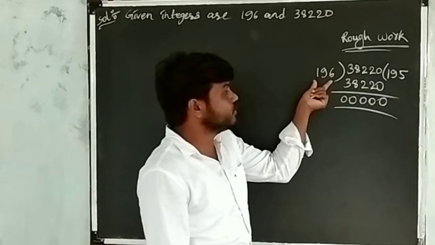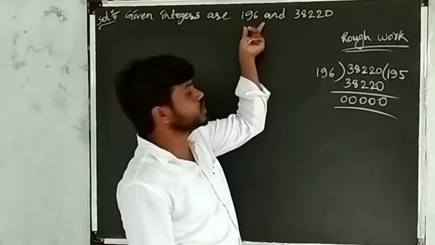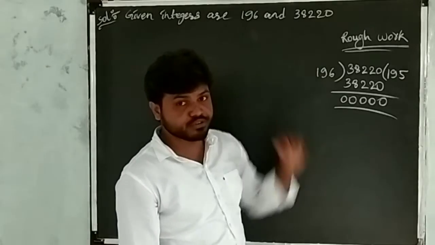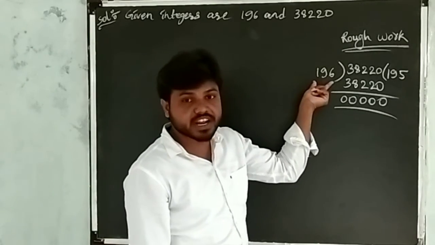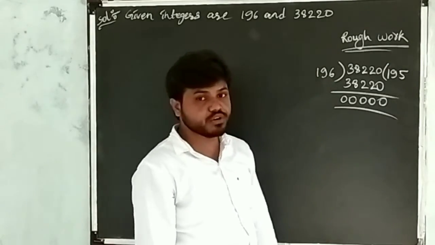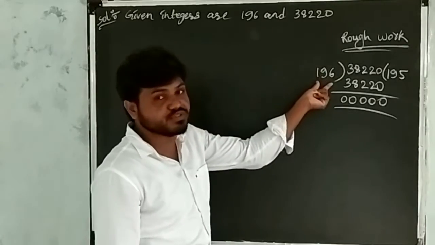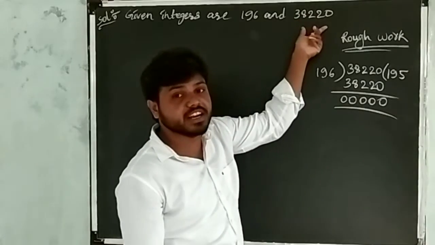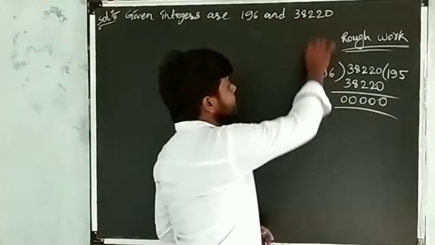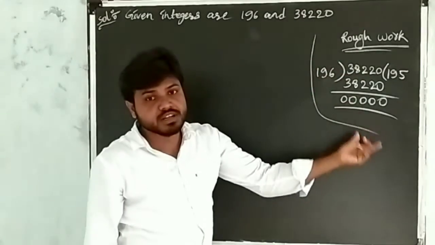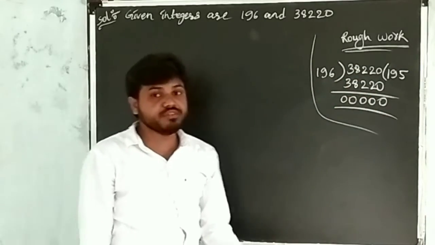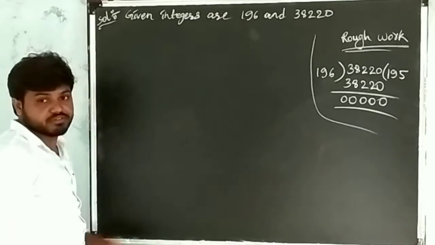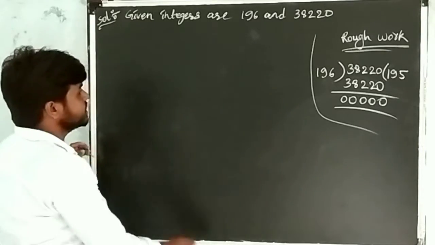That's why this 196 will become the highest common factor of 196 and 38,220. By looking at this rough work, this long division method, we can write Euclid division algorithm easily.